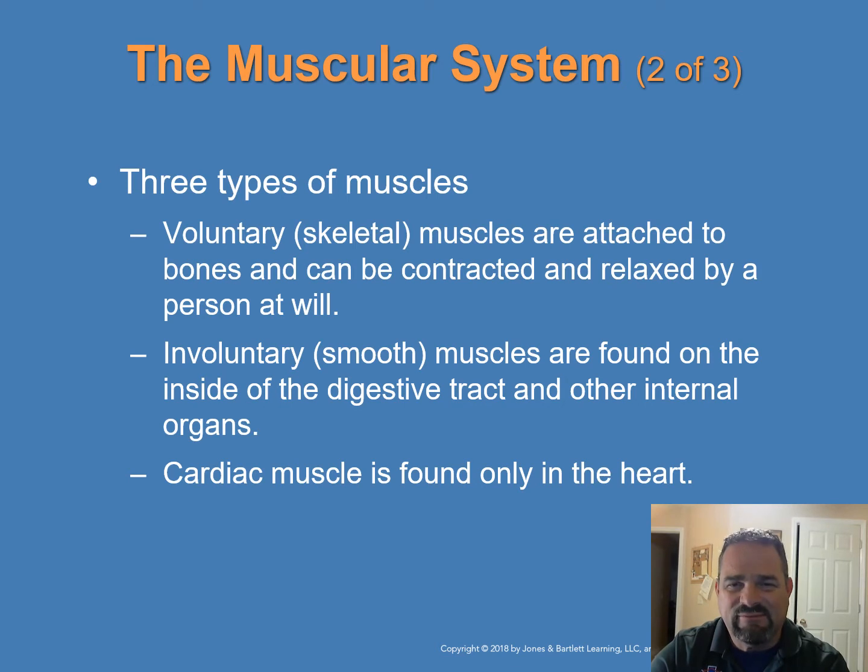Then you have involuntary or smooth muscles. They are found on the inside of the digestive tract and other internal organs of the body. They are not under conscious control and perform their functions automatically. Cardiac muscles are only found in the heart. So cardiac muscles are the only ones of their type, and they're only found in the heart.